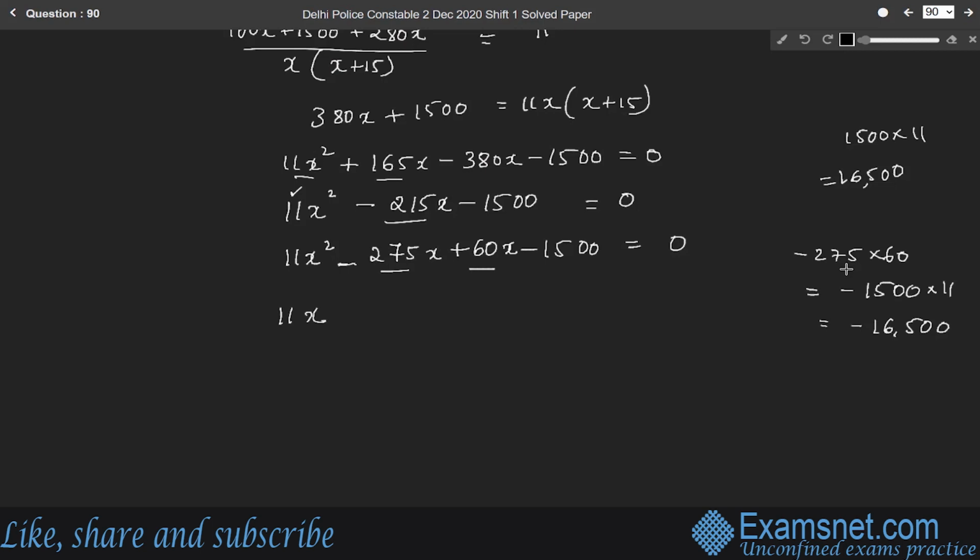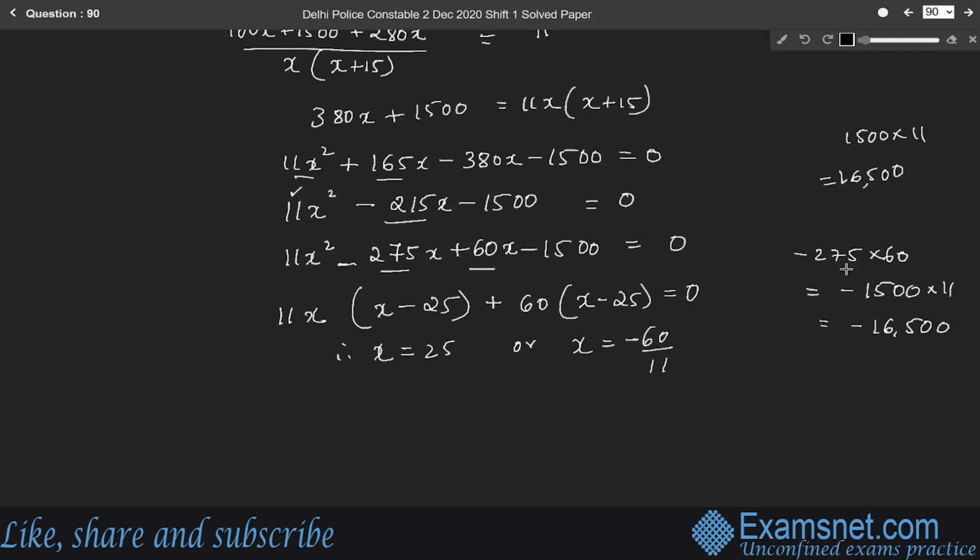So here 11x is the common term. So x minus 25. So 25 into 11, right, is 275. Therefore, 11x into x minus 25 plus, which is common here, 60 is common, into x minus 25 is equal to 0. Therefore, x is 25, or x is equal to minus 60 by 11.